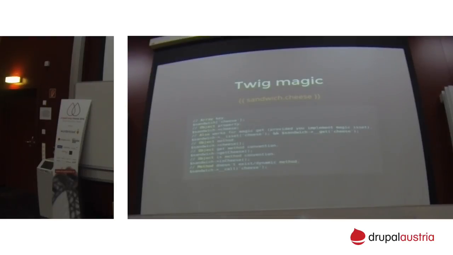But things are not always that simple. We also test if sandwich is an object and cheese is a property inside that object. If that is correct, we will print the property. But that is not true every time either. Then we try the magic getters, where magic is set to get the property by using the PHP magic methods. If that gives us some results, then we return that.